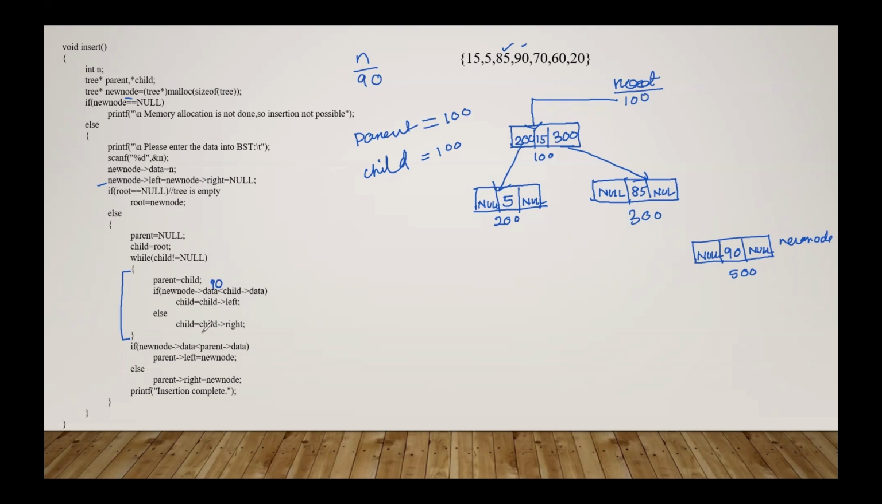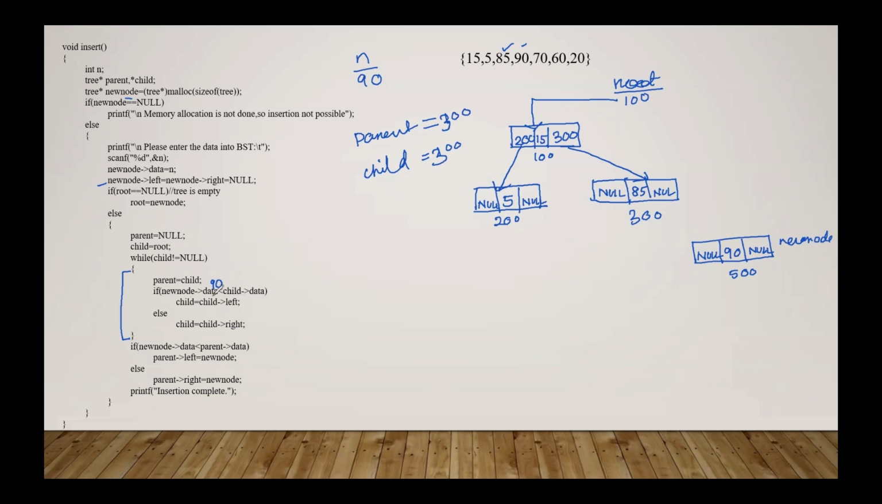Then what happens? Child equal to child left. Child is 100, left pointer stores which value? 300. So at the ending curly bracket, it will go to the starting curly bracket. Child 300 is not equal to null. Yes, it is true. If it is true, parent equal to child. What is parent? 100. What is child value? 300. So it becomes 300.